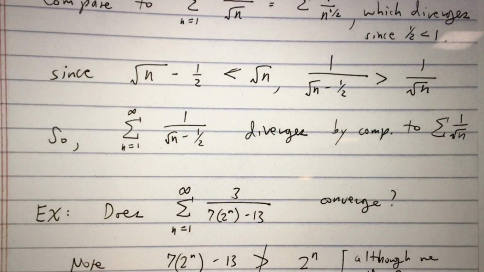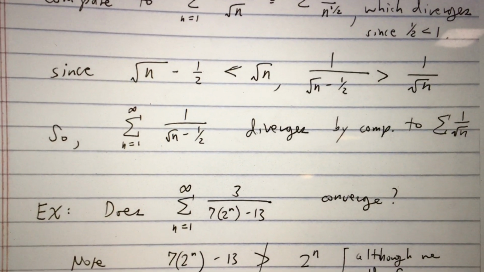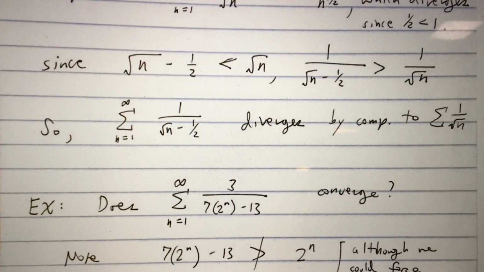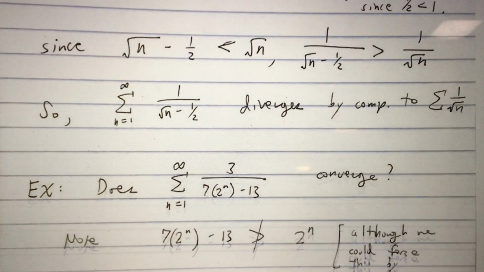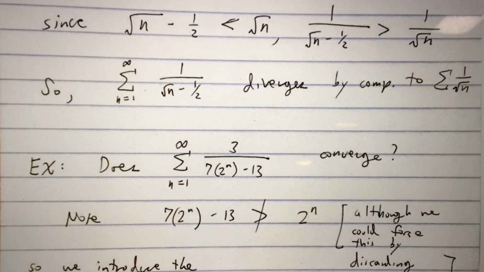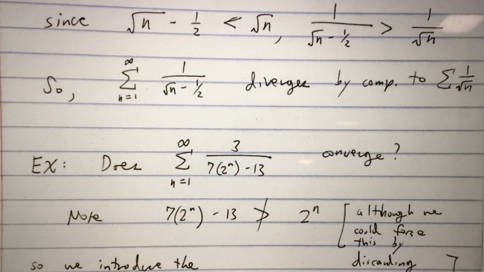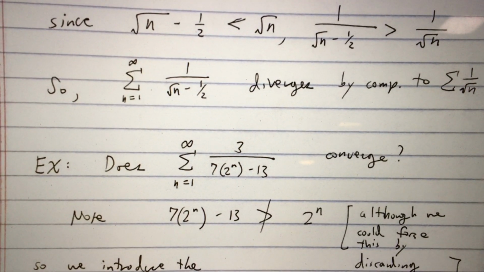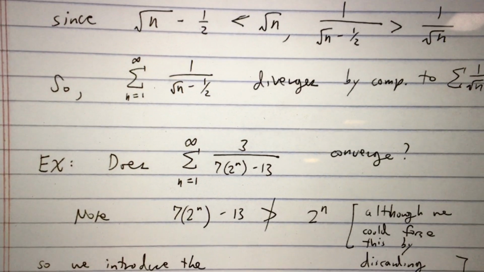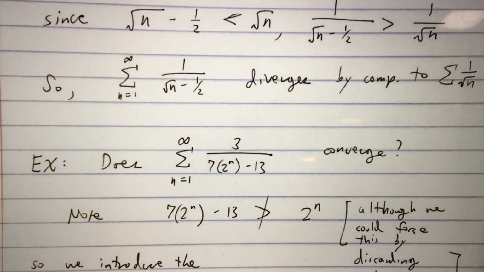Now here's one that is a little harder. Question: does the summation n equal 1 to infinity of 3 over 7 times 2 to the n minus 13 converge? Alright, so we could try to compare it to something like 2 to the n, or 1 over 2 to the n. But the problem is that minus 13, it's not larger than 2 to the n, even though it's times 7, because the minus 13 is subtracting from it. It's not adding to it like in the first example we had.